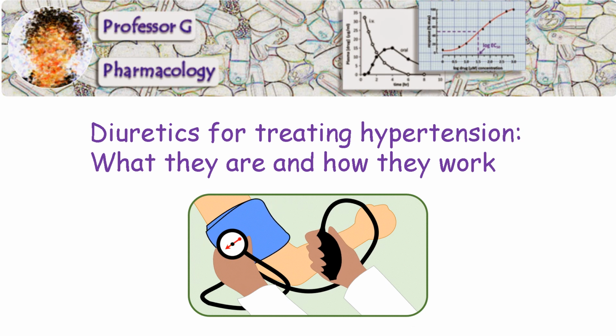Diuretics are one of the main groups of drugs that are used in the treatment of hypertension. They work by stimulating water loss from the body, which reduces the volume of blood in the circulation. With less blood to pump around the body, the pressure in the circulation falls.